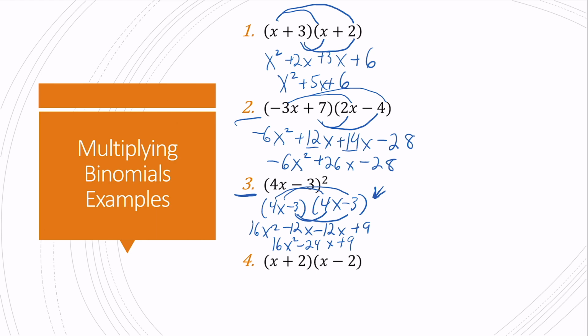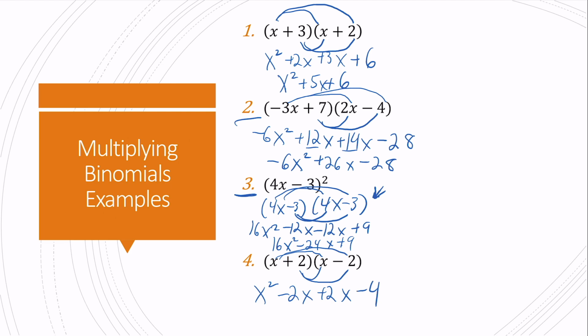For problem 4, I've got two binomials, but we might notice that they look a little similar, except the only difference is their sign. So I wonder what's going to happen here. I'm going to have x times x is x squared. x times negative 2 is a negative 2x. 2 times x is a positive 2x. And 2 times negative 2 becomes a negative 4.